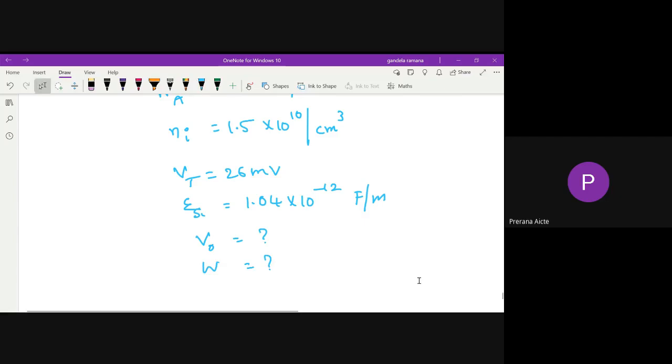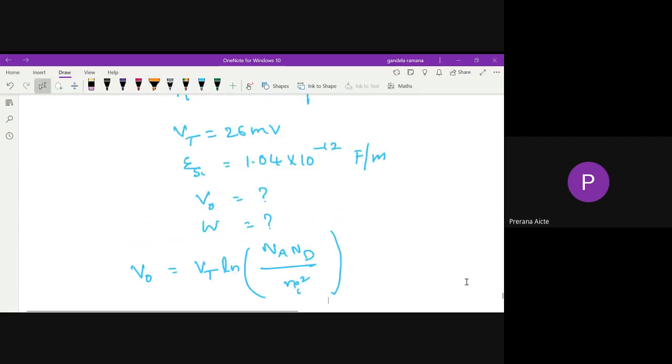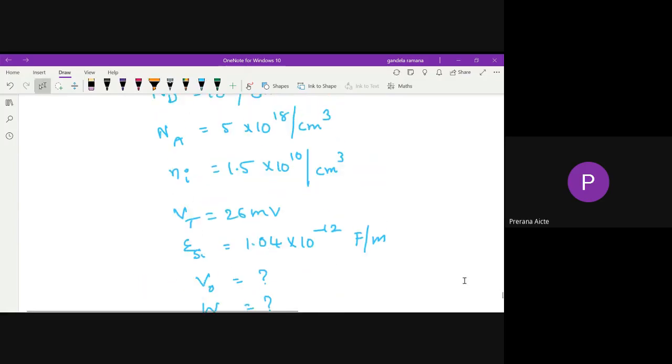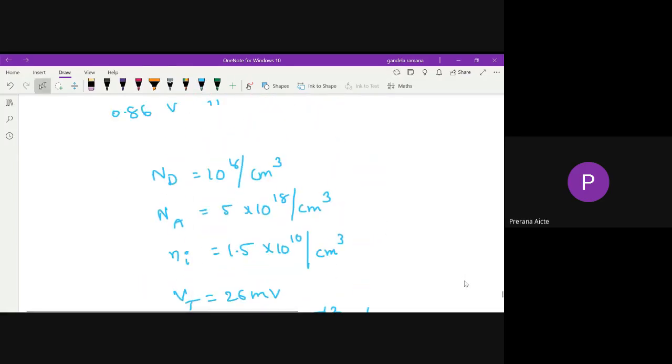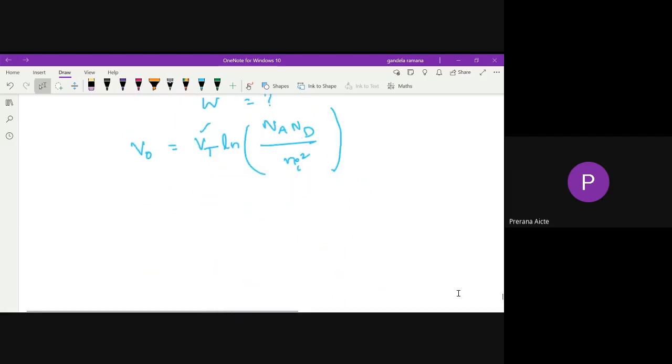So what is the formula for built-in potential? V naught is equal to Vt natural logarithm of Na Nd by Ni square. So here you have to see the given data: Vt, Na, Nd, Ni. Everything is there, so that's why we are able to find out V naught.